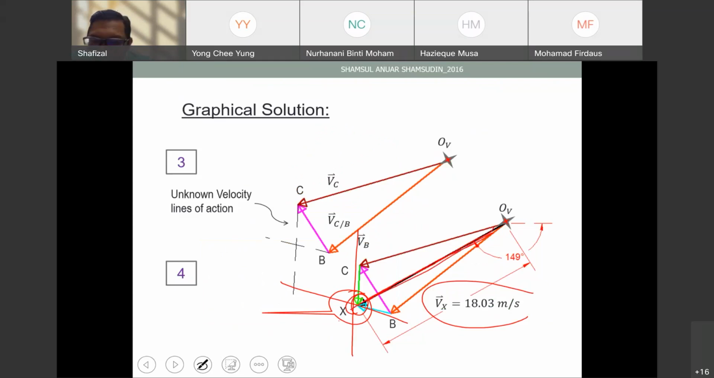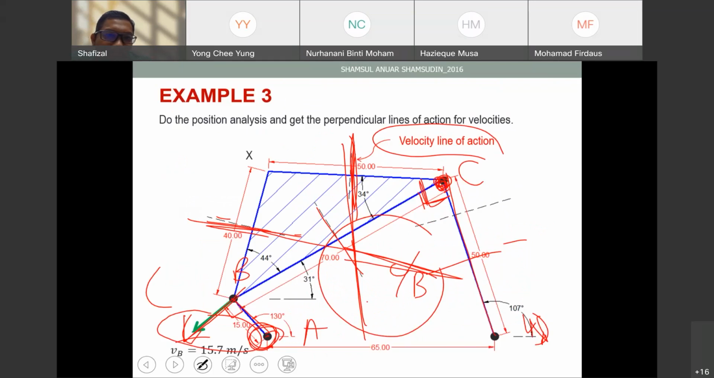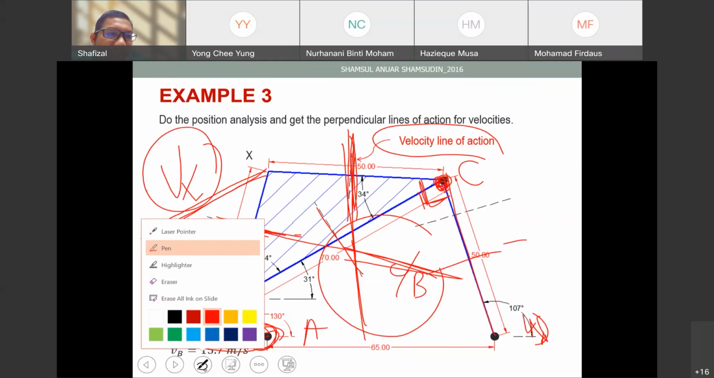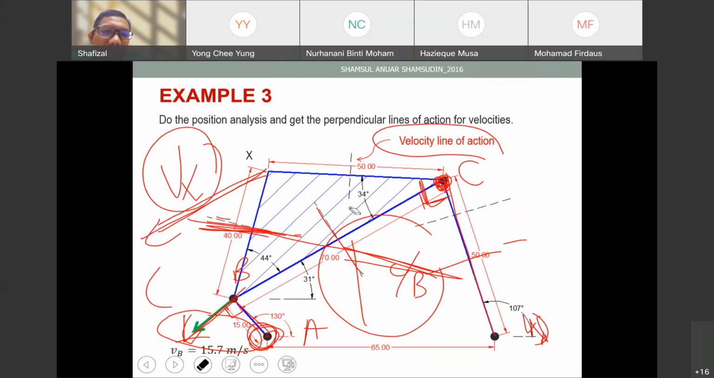Okay, velocity point X. So velocity point X, let's say is somewhere, we don't know, kita tak tahu kat mana. So somewhere here. So we need to find the velocity of X here. Macam mana kita dapatkan? Kita dah ada velocity line of action here. Kita ada dua ni kan. Kita sambungkan these two lines here. This line mesti perpendicular to the link, mesti perpendicular 90 darjah to the link.